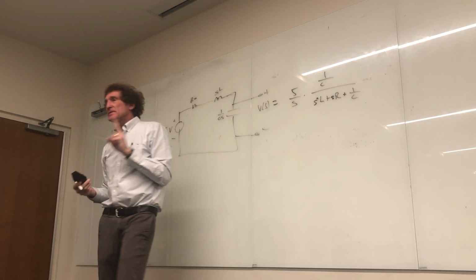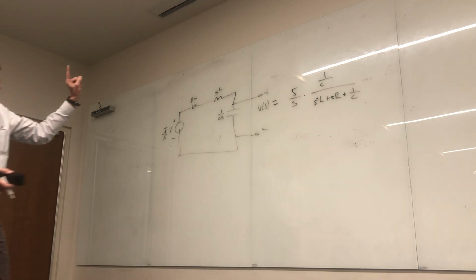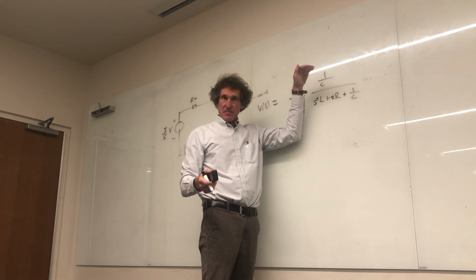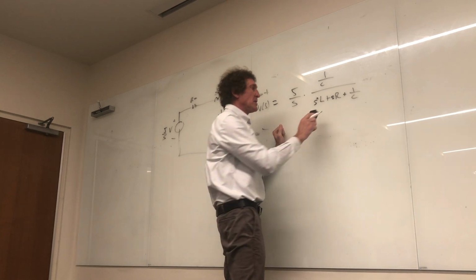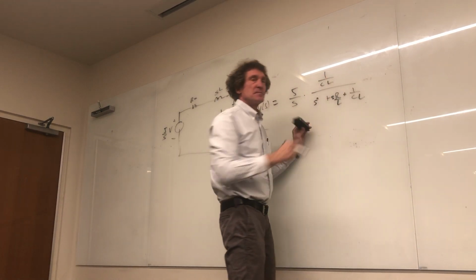Now the second thing is this. I want the term with the highest power of S in the denominator to have a coefficient of 1. Got it, everyone? So now I'll divide everything by L, top and bottom. You with me? Divide top and bottom by L. Do you all follow me? If I do that, I get this, and I get this.